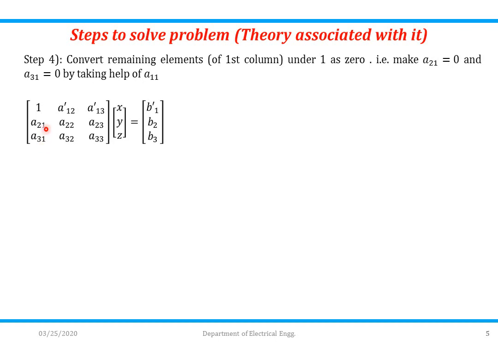So for making A21 equal to 0, I have to take help of this element. This is your A11. To make A31 equal to 0, I have to take help of this element, which is again A11. So remember how to write a formula or how to write the equation here. I want to make change in R2. So R2 means what? This element, that is A21. This is your row 2. This is your row 3.